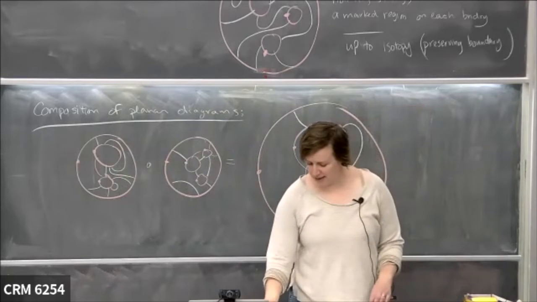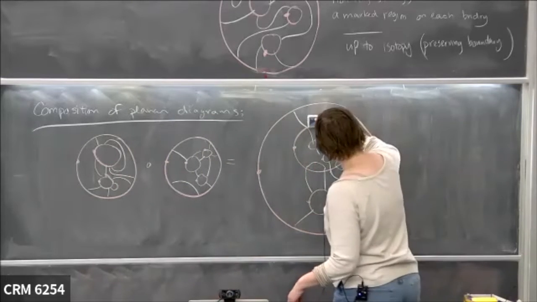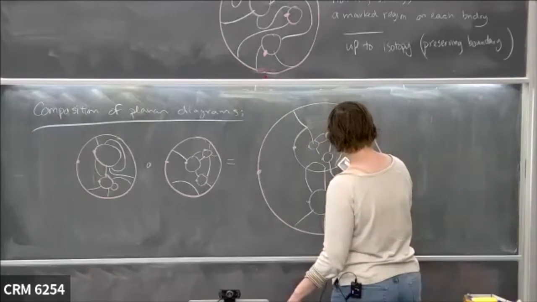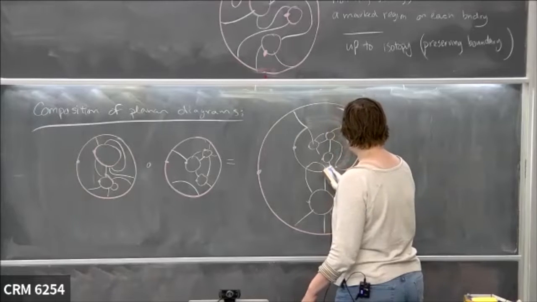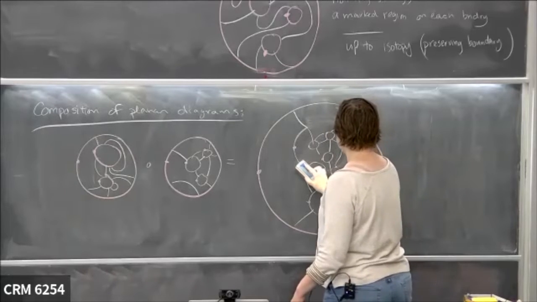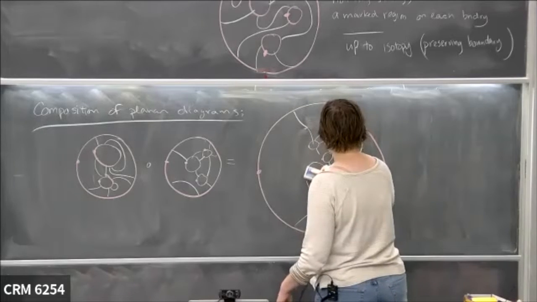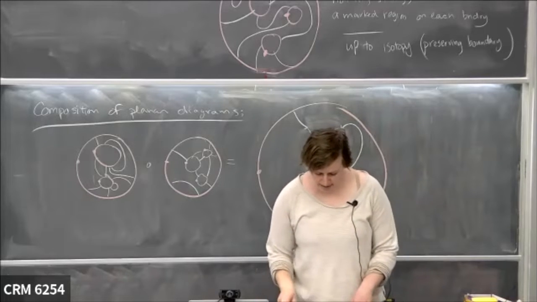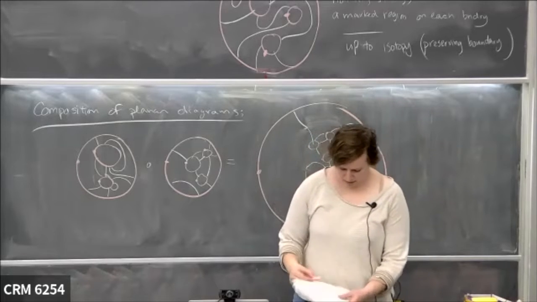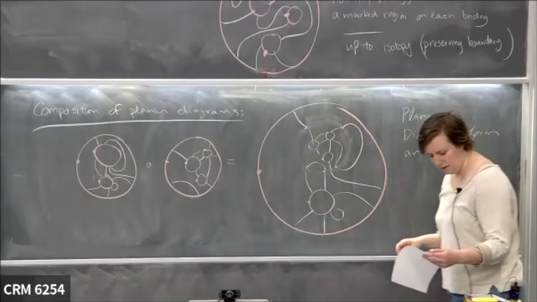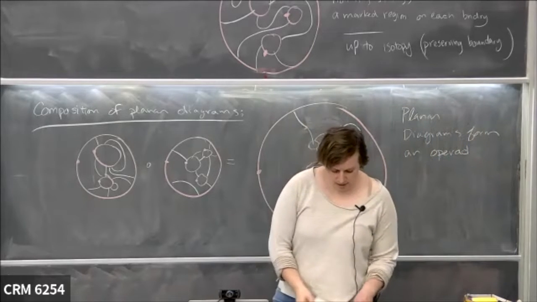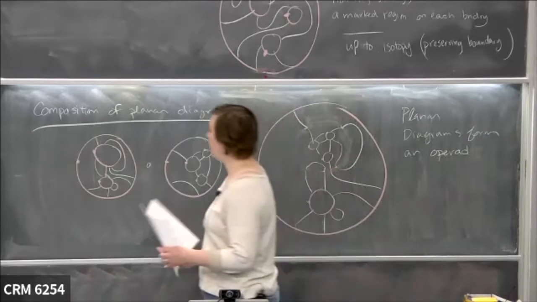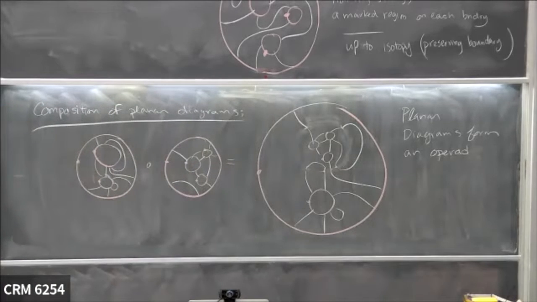If I then, this is no longer boundary, right? It's got stuff on the inside and stuff on the outside. So I don't have a boundary component there anymore. Instead I have another planar diagram. So with this composition, we get an operad. And a planar algebra is any family of algebras where we have an action by this operad.